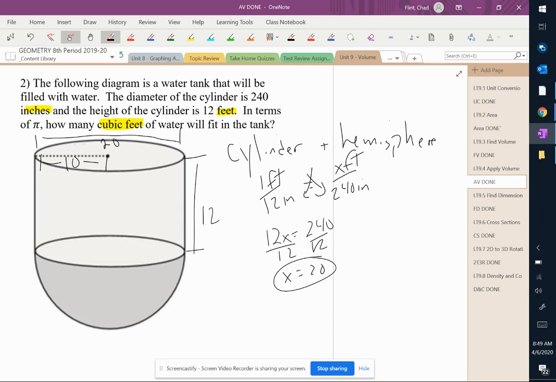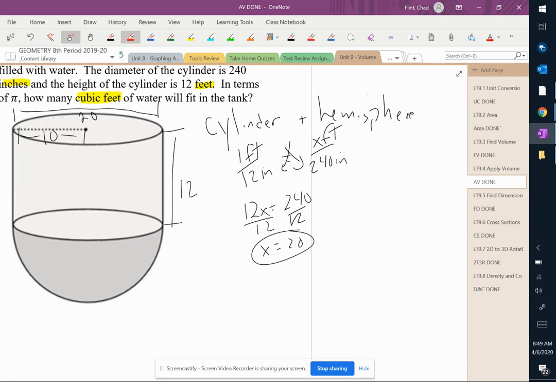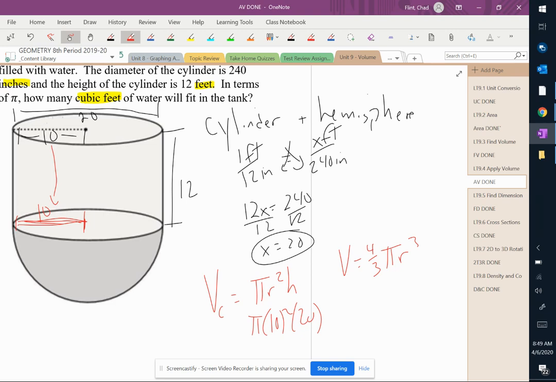So that's 12. So my cylinder is pi r squared h, which is pi times 10 squared times 20. My sphere is 4/3 pi r cubed. The radius of my sphere is right there in red, which is going to be exactly the same as that radius, so it's going to be 10. So it's going to be 4/3 pi times 10 to the third. Then I'm going to add those two together.